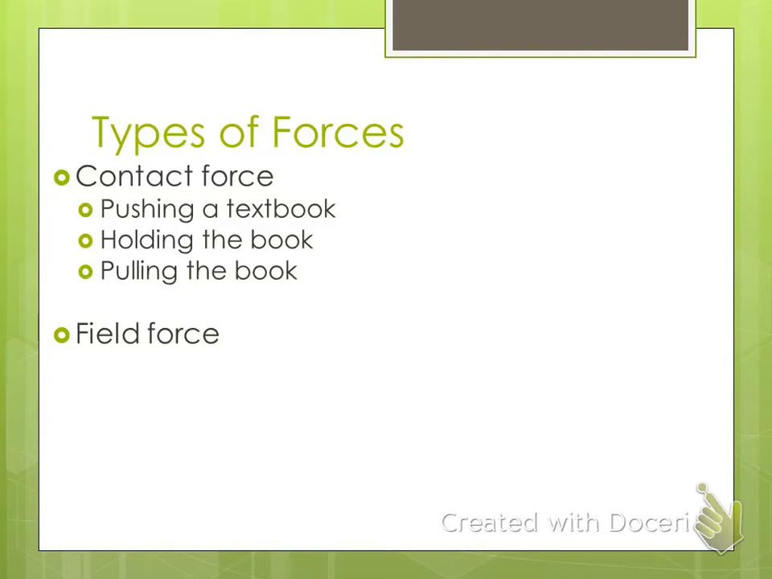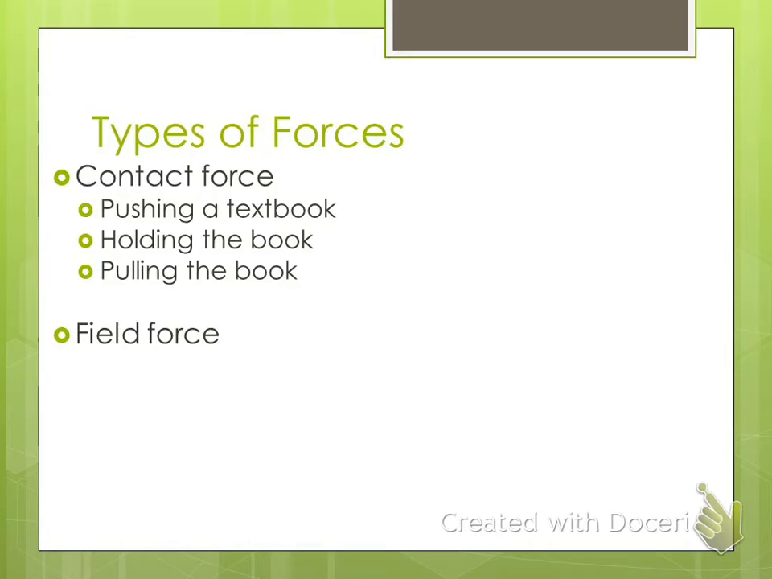Okay, our other type of force is called a field force. Field forces are the opposite of contact forces in that they are not in contact with the object. Can anyone give me an example of a field force? Some sort of force that acts on an object that doesn't have to touch it. Yeah, gravity. Good. That's a really main one. What else? Any other examples? Wind. Air resistance, kind of.